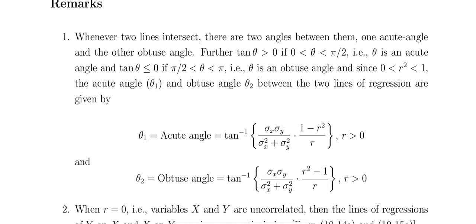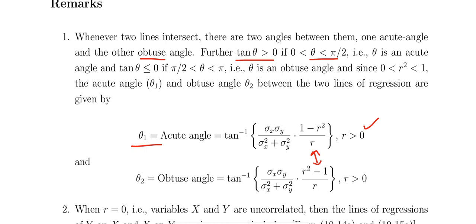Whenever two lines intersect, there are two angles between them, one acute and the other obtuse. Tan theta is greater than 0 if theta lies between 0 and pi by 2, so theta is an acute angle. Tan theta is less than or equal to 0 if theta lies between pi by 2 and pi, so theta is an obtuse angle. Since r square lies between 0 and 1, the acute and obtuse angles between the two lines of regression are given by theta 1 equals tan inverse of something for r greater than 0, and theta 2, the obtuse angle, equals tan inverse of something with r square minus 1; that is the difference.